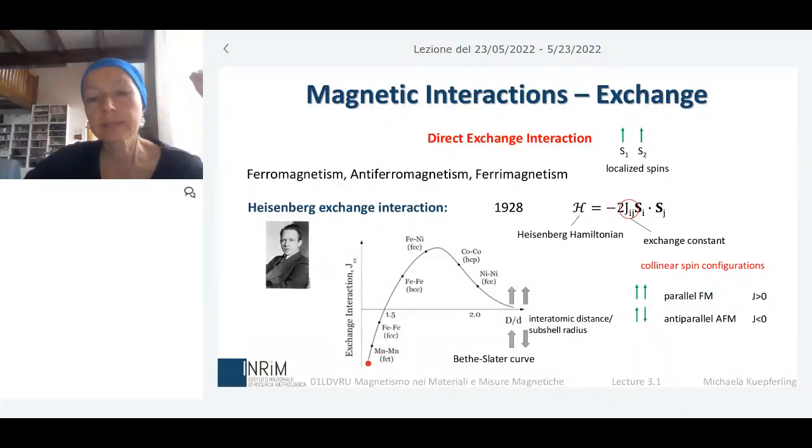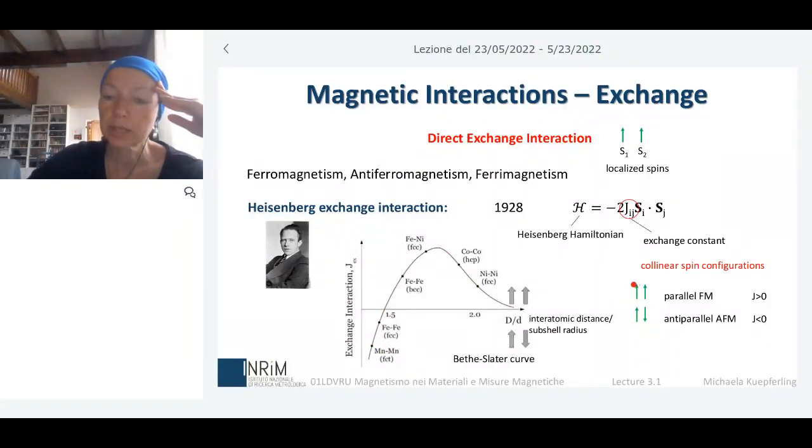You can see that the exchange interaction can vary from negative to positive to a maximum, and then it goes to 0 with the interatomic distance over subshell radius. And now the question is, why do we have this behavior? Anybody who studied magnetism a little bit more deeply may answer this. Okay, the answer, of course, is that it lies in quantum physics.